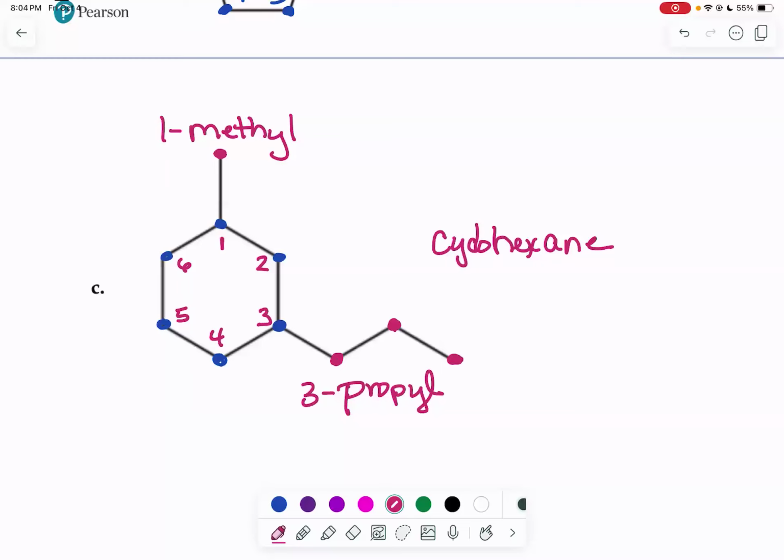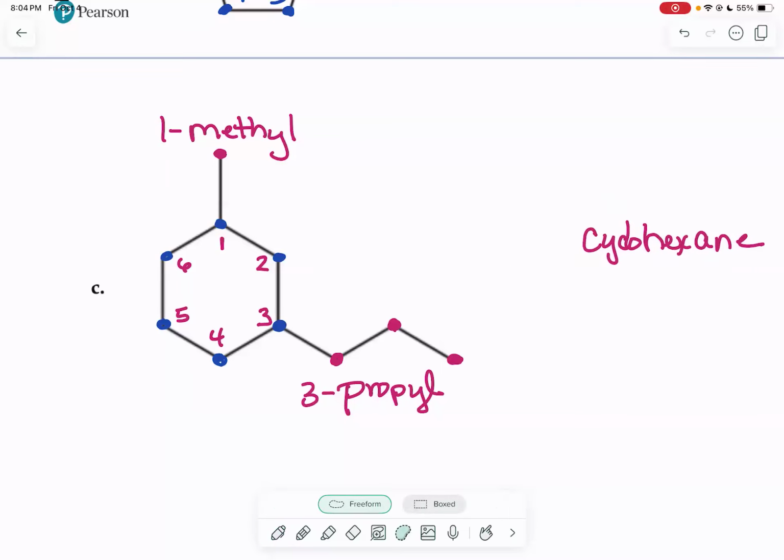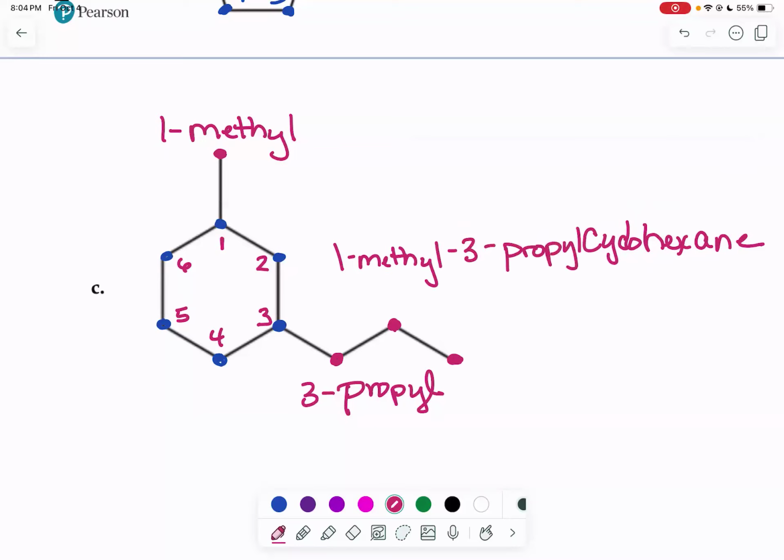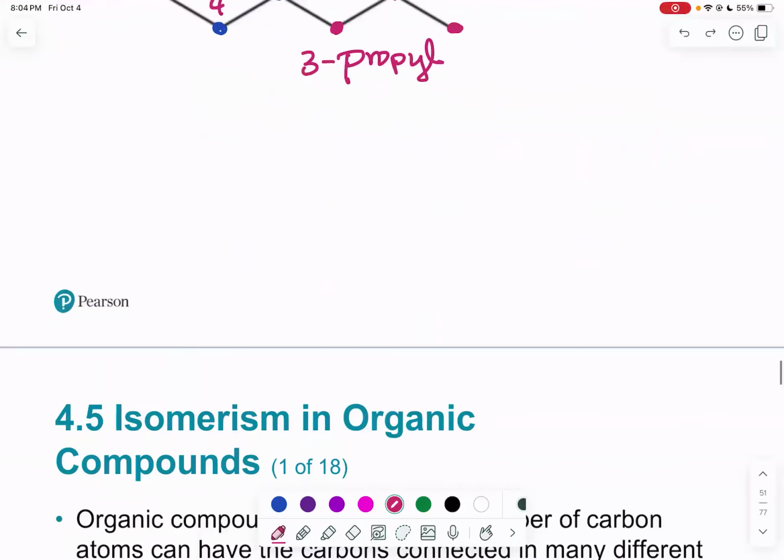So I'm just going to extend it out. Okay, so I got 1 methyl and then a dash, 3 dash propyl. And notice that there's no space in here between any of the words. Okay. And I think we have 1. No, that's it. All right.